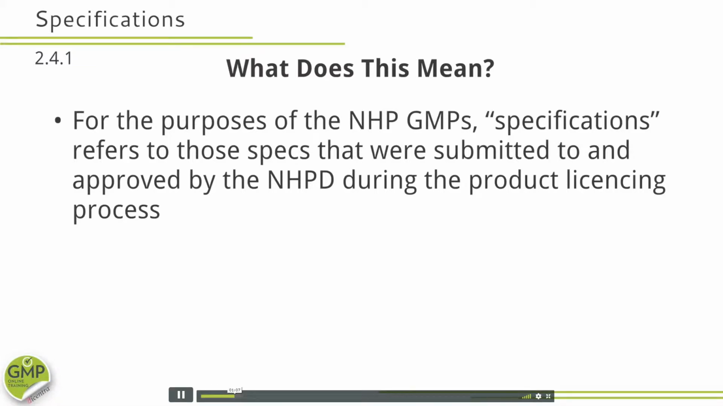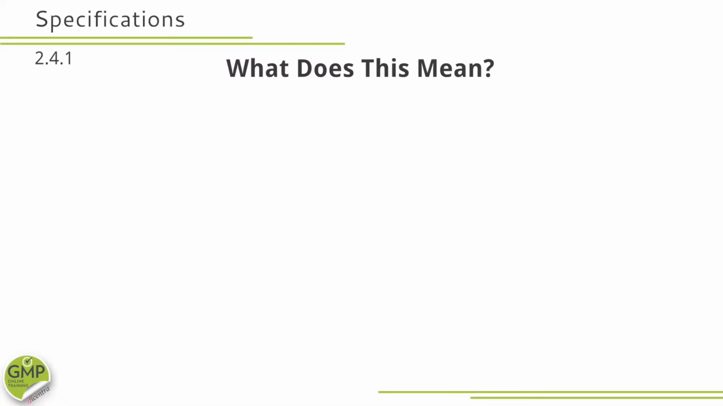You cannot have two sets of specifications, one that you submitted to the NHPD and one that you or your foreign manufacturer are going to use for testing. If your contract or foreign manufacturer wants to do testing above and beyond those approved by the NHPD, that is acceptable, as long as the approved specifications are met.